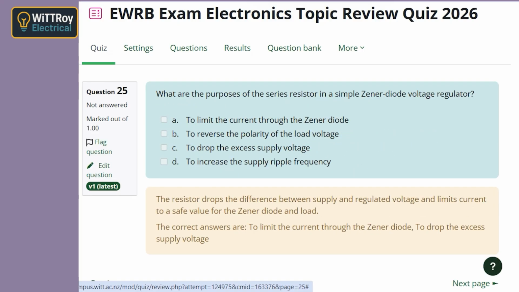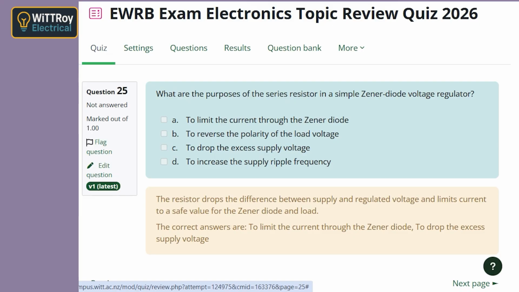Question 25. What are the purposes of the series resistor in a simple Zener diode voltage regulator? I selected to increase the supply ripple frequency. I remembered that the circuit changes the output waveform, but I attached that idea to the wrong purpose. Well, that choice sounds possible at first, but it does not fit the circuit. Let's check the key facts.